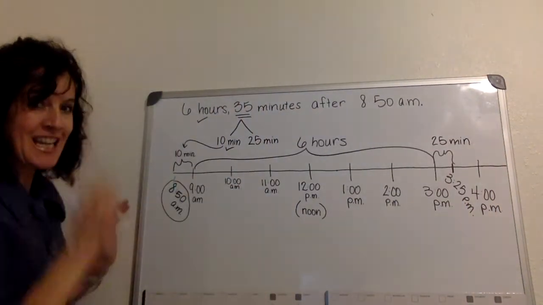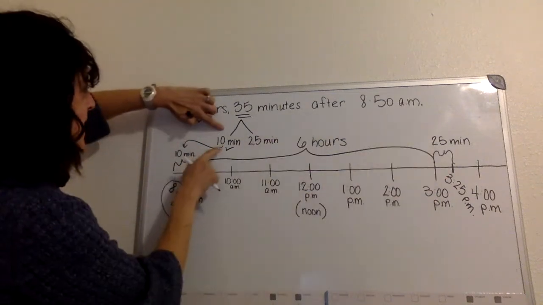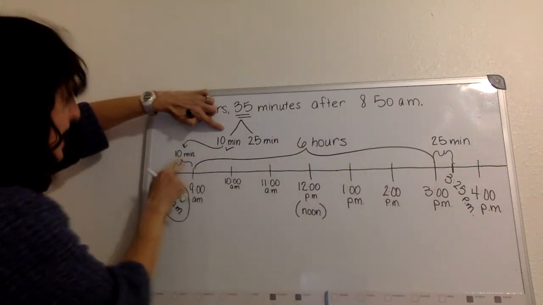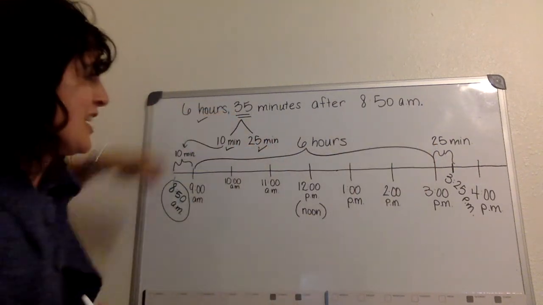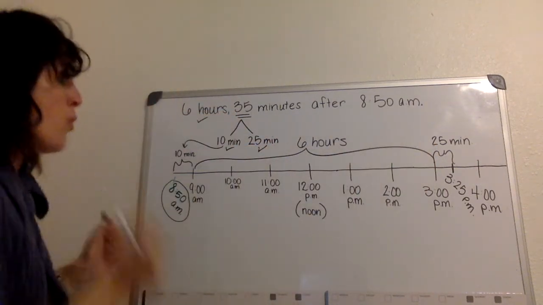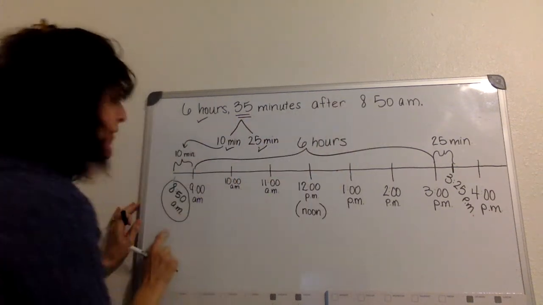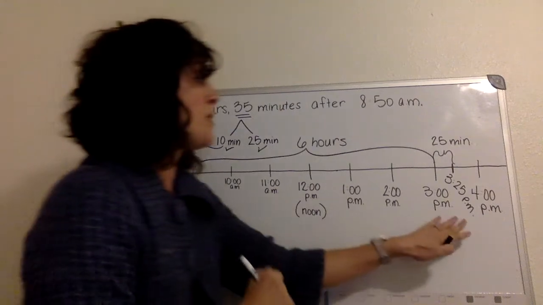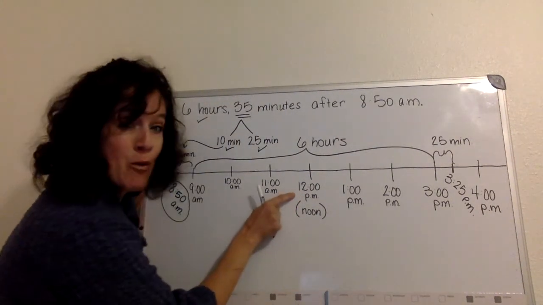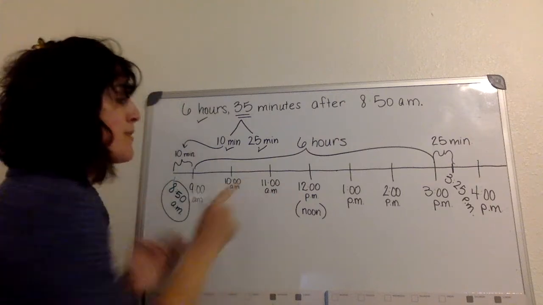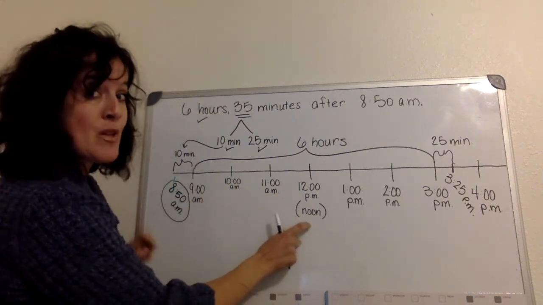Let's see if I've taken care of everything. I've got my 6 hours. I've got my 10 minutes. And then I've got my 25 minutes over here. So what time will it be? 6 hours, 35 minutes after 8:50 a.m.? Well, it will be 3:25 p.m. Don't forget, after we cross that 12 o'clock with my hour hand and my minute hand, it turned into p.m. That was noon.